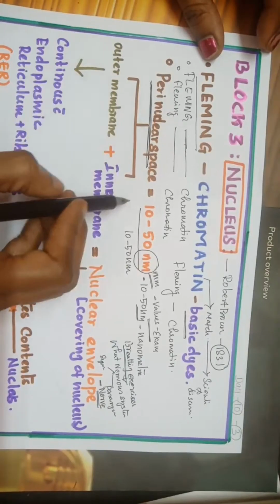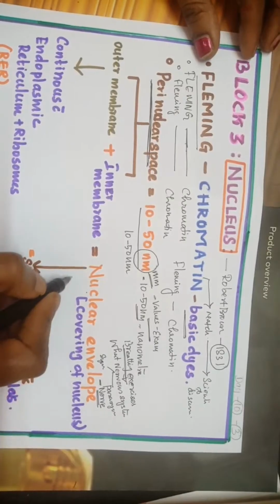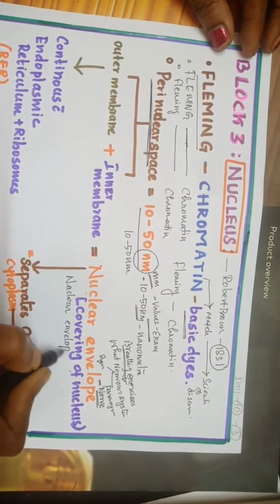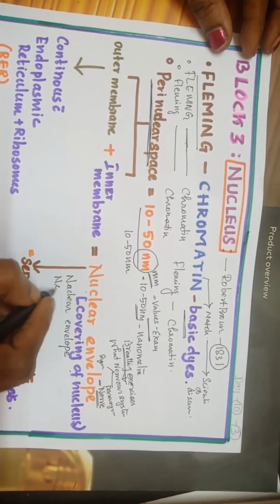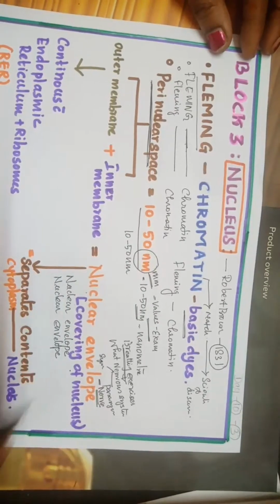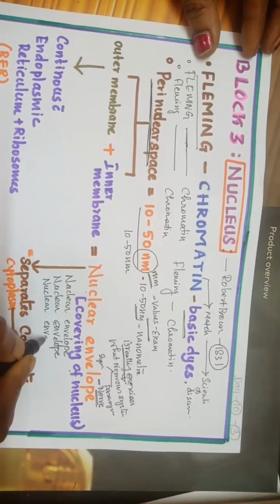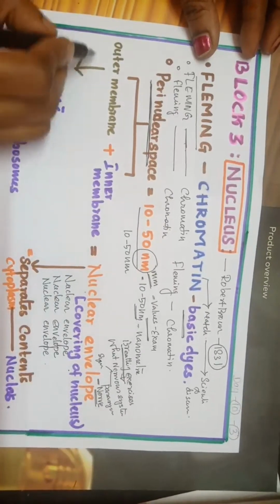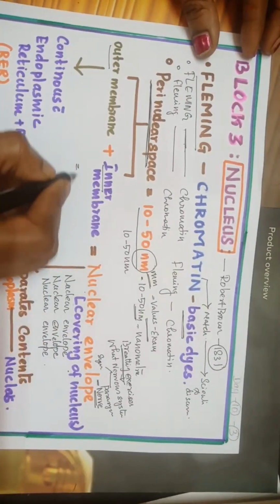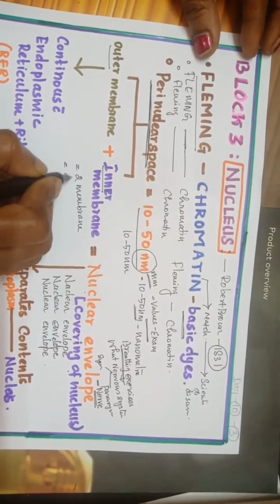So the nuclear envelope is the covering of the nucleus. What is the covering of the nucleus called? Nuclear envelope. The code word is nuclear envelope. Which is made up of two membranes, the outer membrane and inner membrane. Made up of how many membranes? Two membranes. So it is a double membrane bound organelle.